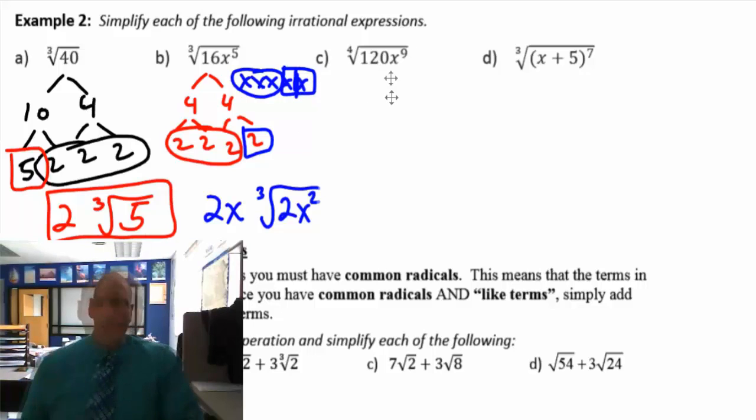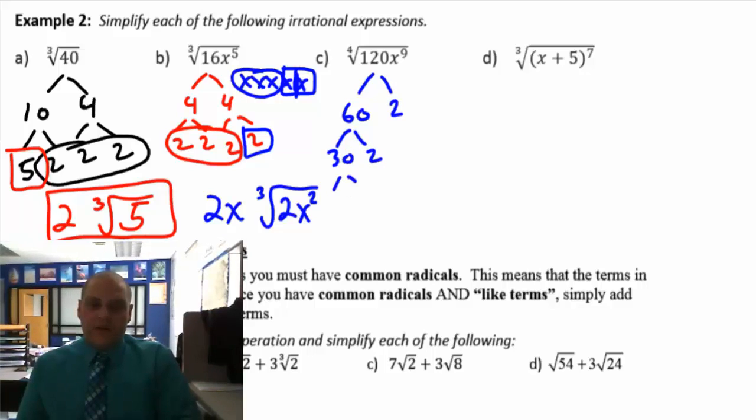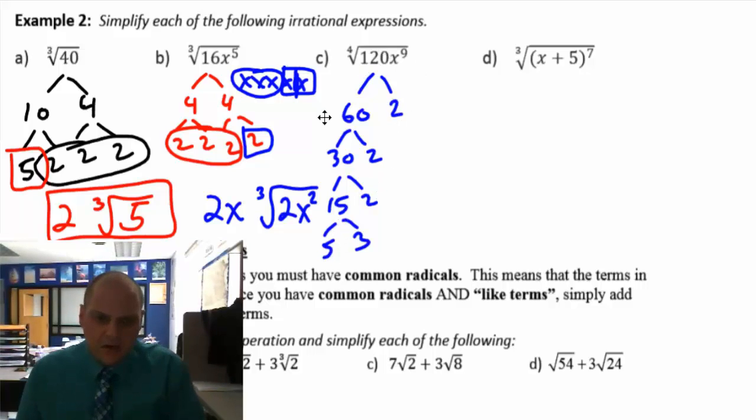How about a fourth root? All right, so 120. We have 60 times 2. And then we have 30 times 2. And then we have 15 times 2. And then 15 is 5 times 3. All right, so we don't have anything here that can simplify. I can't simplify 120 at all.